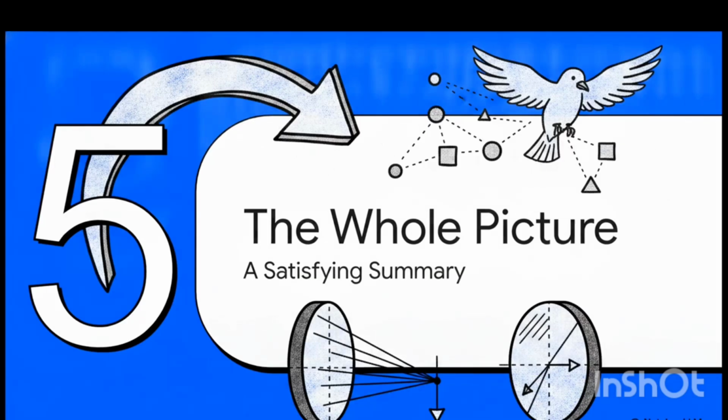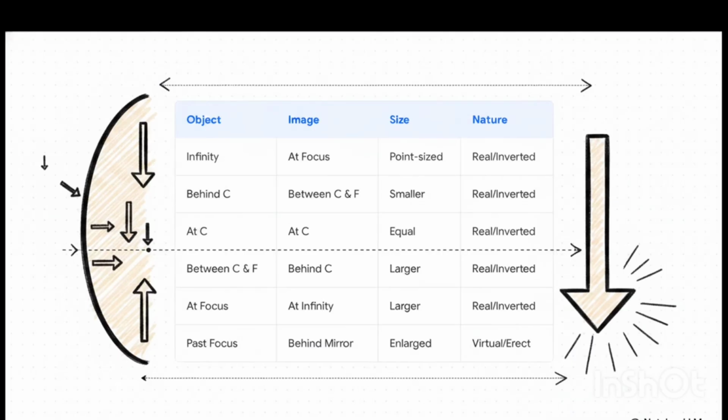Finally, section 5, the whole picture together. Just look at the beautiful, logical pattern here. As the object moves closer to the mirror, from infinity down to C, down to F, the image does the exact opposite. It starts tiny at the focus, moves further away, and steadily grows larger. And the moment we cross the focus, bam, it dramatically snaps into that virtual, upright state behind the mirror. You really don't need to memorize a table. You just need to understand this elegant dance between the object and the image.